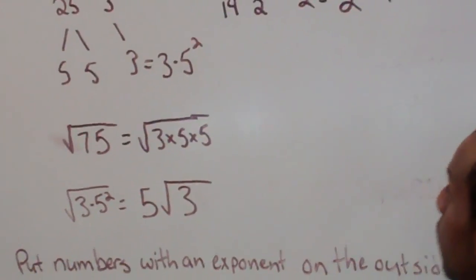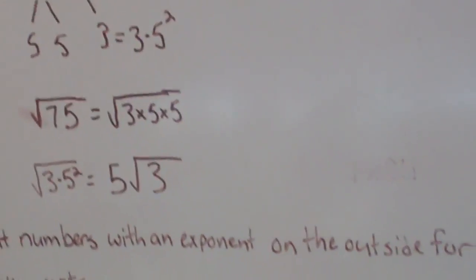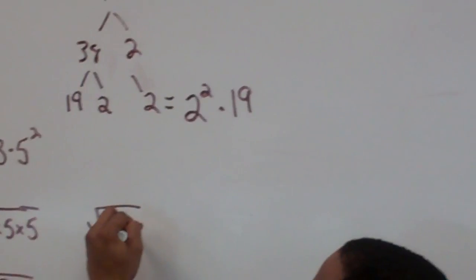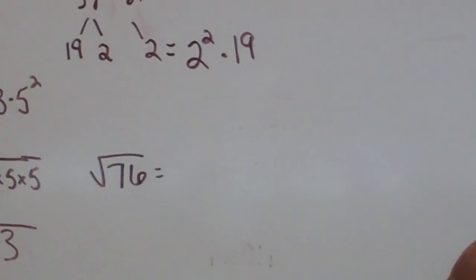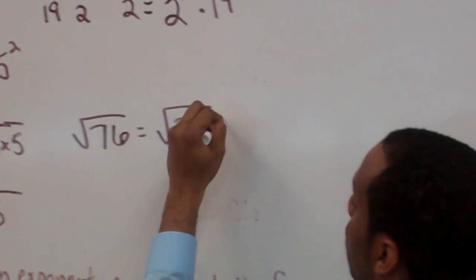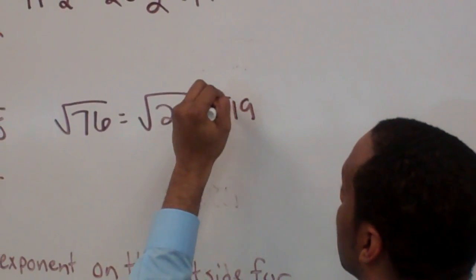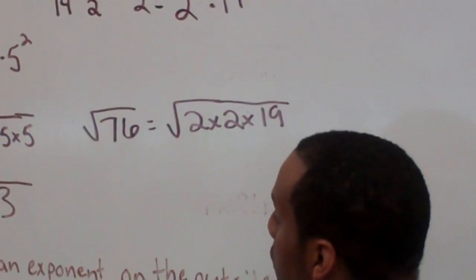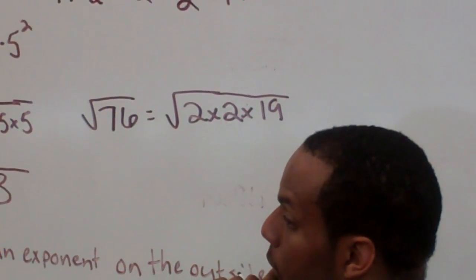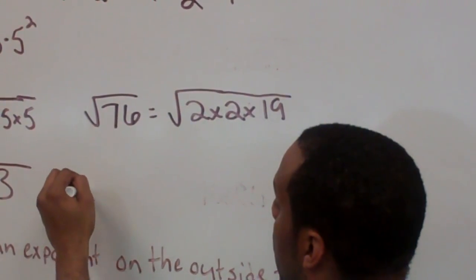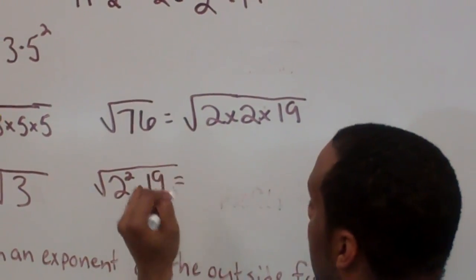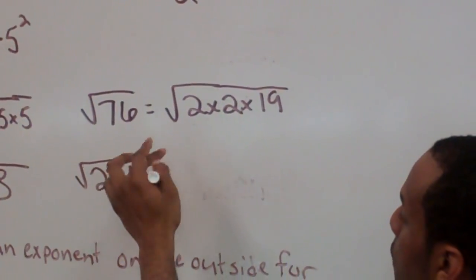Give one more, Mr. Servant, please. 77. Oh, okay. All right, so based on what I have right here, do you think you could tell me the steps for square root 76? That would be 2 times 2 times 19. All right. And then I would go to 19 times 2 squared. 2 squared times 19. And then I would put 19 on the inside.